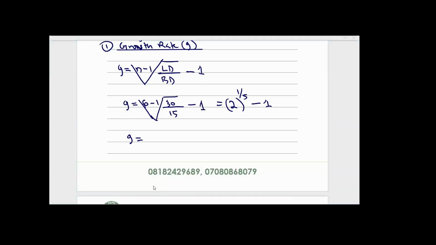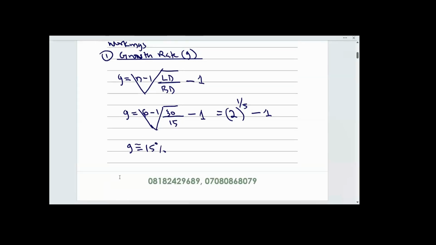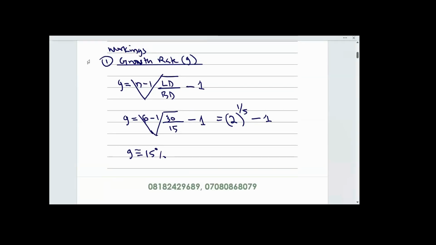2 raised to power 0.2, minus 1, multiplied by 100% equals 14.87. That's approximately 15%. So the growth rate is approximately 15%. I believe it's clear. Do you understand how we are doing this?